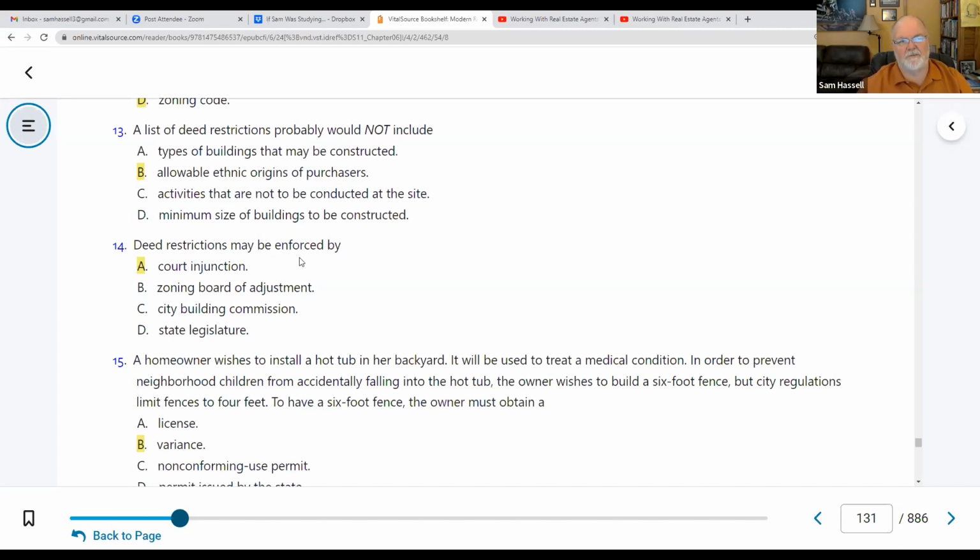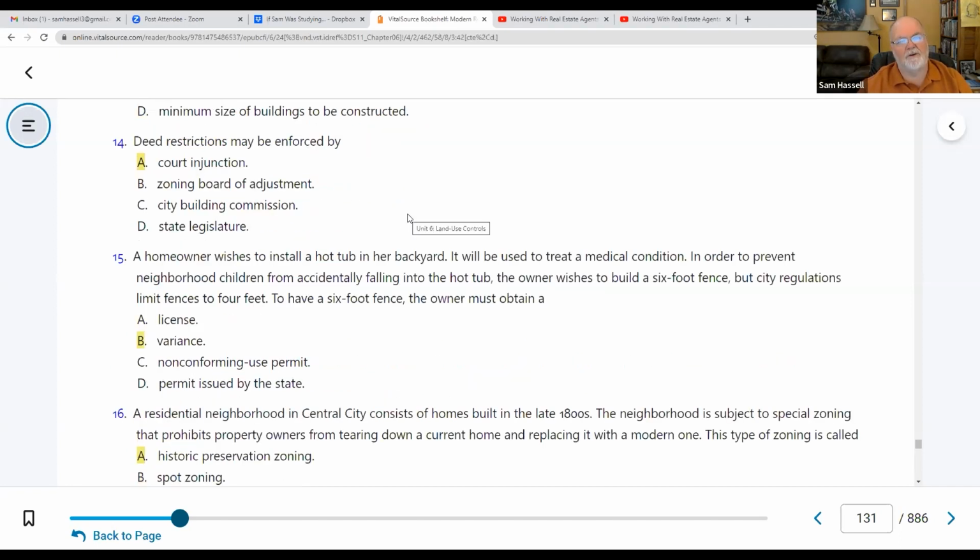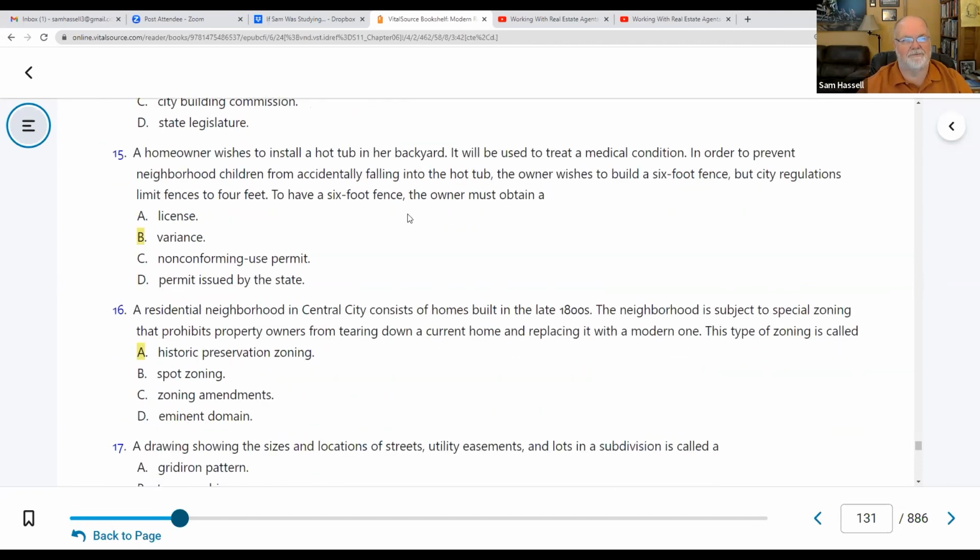So deed restrictions can be enforced by court injunctions. Okay. Usually you have to go to court. If you're dealing with deeds, you got to go to court. Number 15, a homeowner wishes to install a hot tub in her backyard.